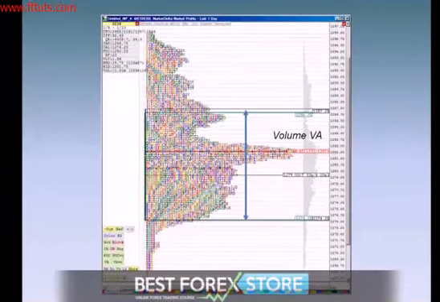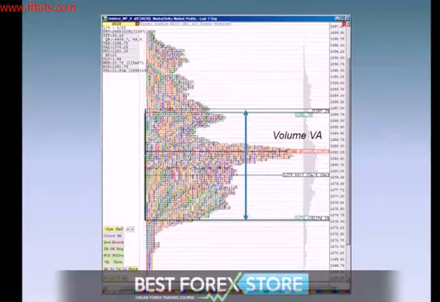All right. The first analysis that I always want you to do when you do these composite profiles is to take a look at the volume value area relative to the price value area. And in this case, we're beginning by looking at the volume value area. And what do we mean by that?